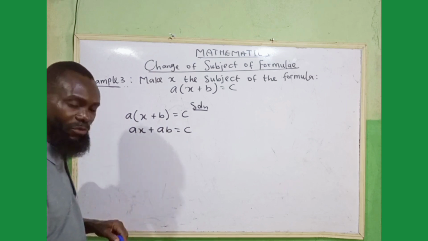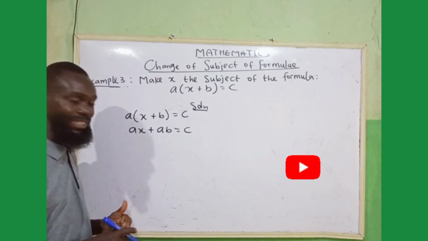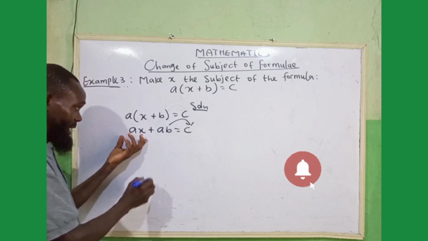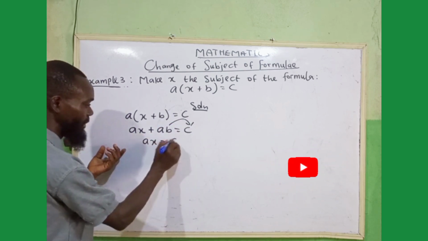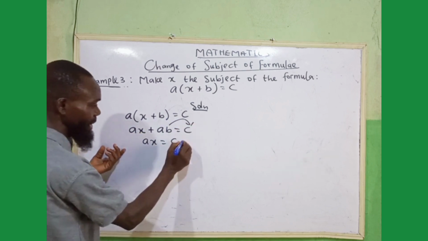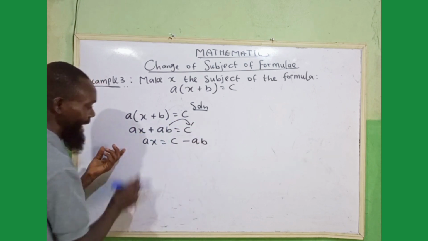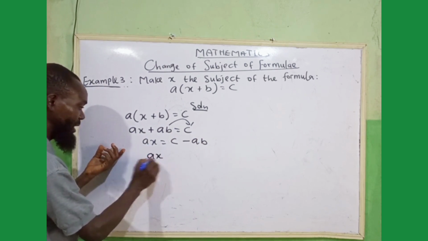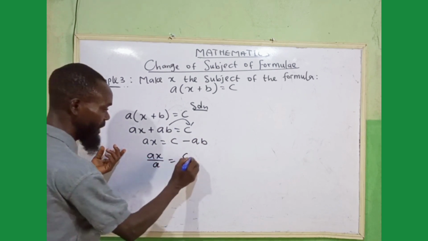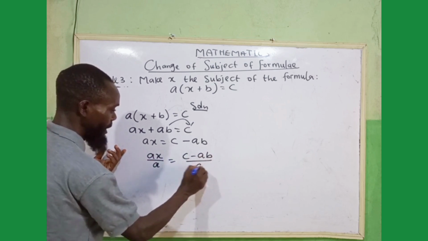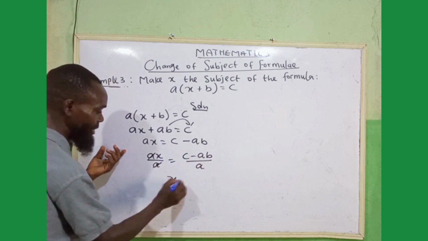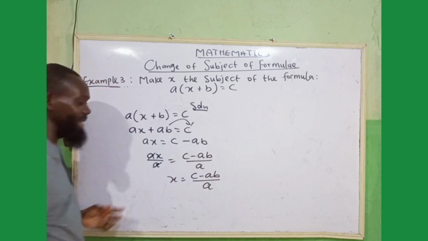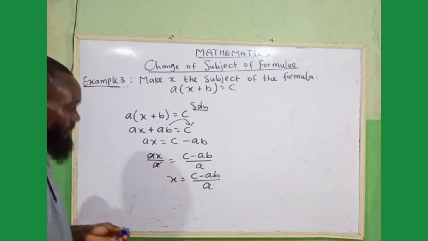From what we have done in the previous example, the next thing to do is to collect like terms. Take away ab to go and meet your c. Ax is equal to c, when this one crosses it changes to what? Minus ab. Now I need my x. I have to divide both sides by this a. Ax divided by a is equal to c minus ab divided by a. A cancels a. X equals c minus ab divided by a. So we have made x the subject of the formula.